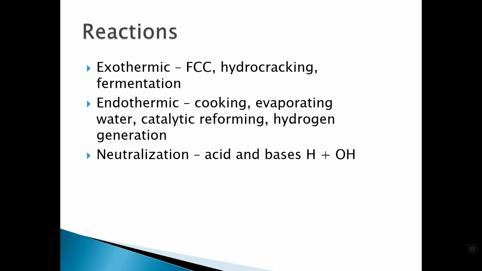Another type of reaction we have is a neutralization. Acids and bases, hydrogen ions and hydroxide ions, adding in them and taking them away. To neutralize it, we end up with two H's and an O, so H2O, so we end up with neutral, which is water. And they reduce the acidity or alkalinity of a solution. Okay, so they neutralize each other.